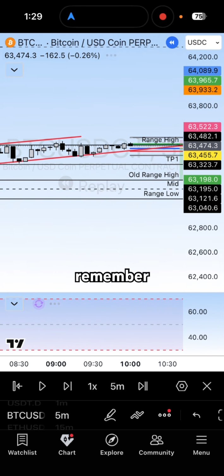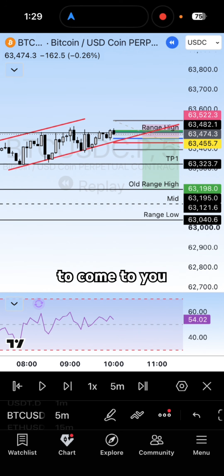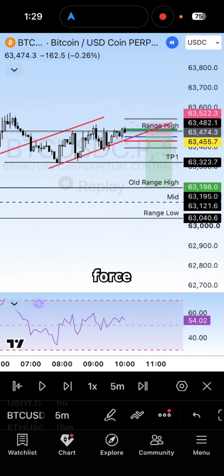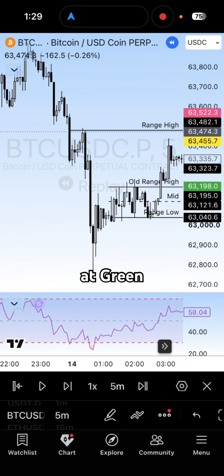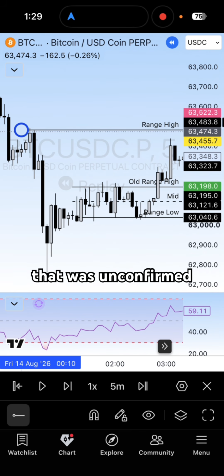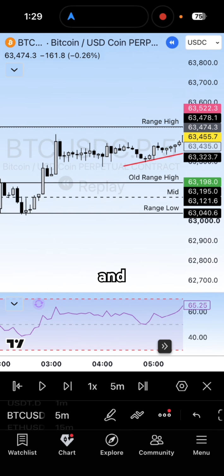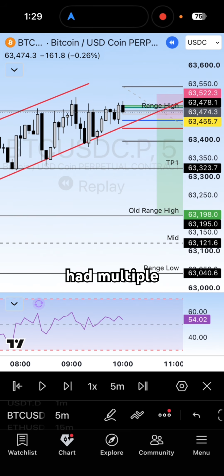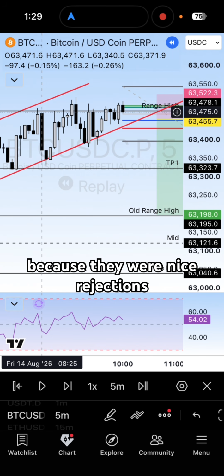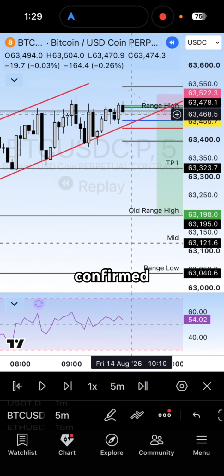So remember, you always want to wait for the price to come to you and not force the trade. So what happened once it was at green, I saw there was a range high that was unconfirmed over here, and you can tell later on we had multiple confirmations here because there were nice rejections over here, and that confirmed my range high.